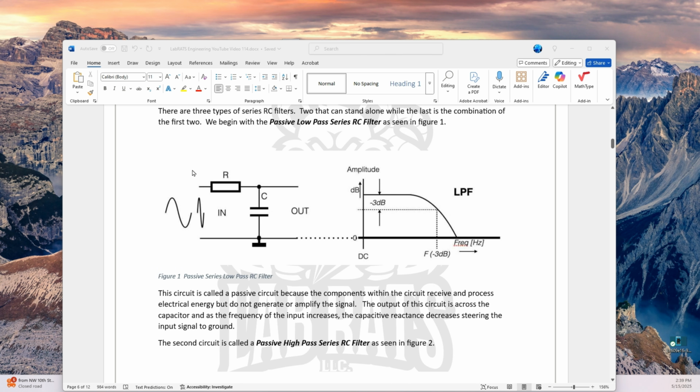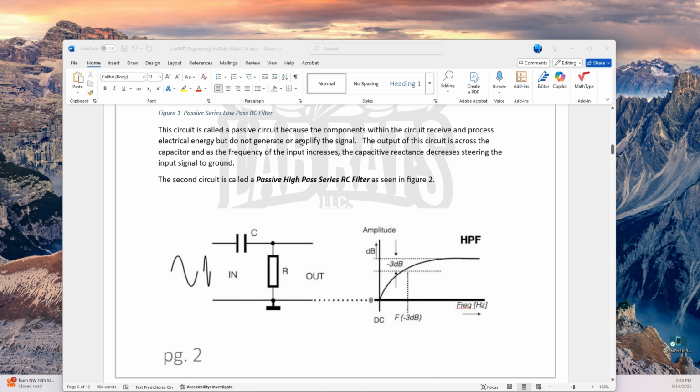As you can see, the analog signal in hits the resistor and drops the voltage across the capacitor. So as the reactance here is high, we have voltage out. As this frequency increases, we know that the reactance decreases, and thus that steers the signal to ground, producing this Bode plot we have right here. We know that the 3 dB point is found by equation 1, which is equivalent to frequency cutoff is equal to 1 over 2 pi RC, producing this graph here and making a low-pass filter.